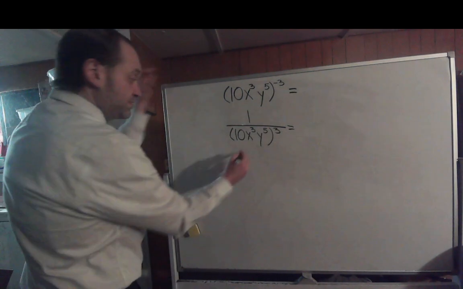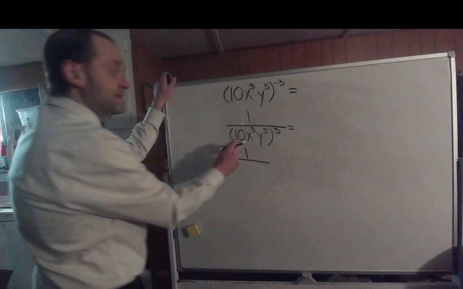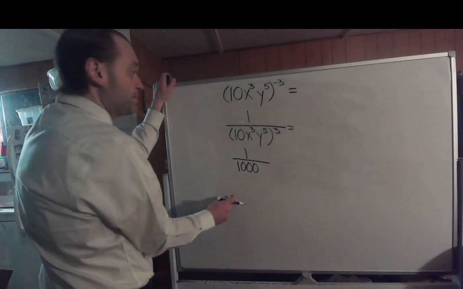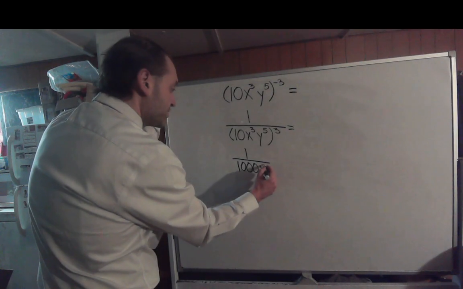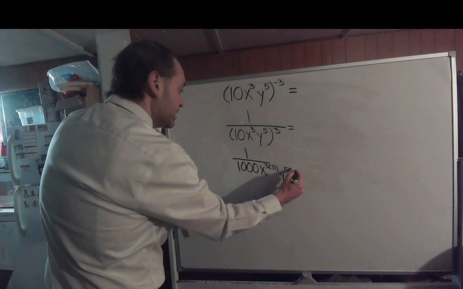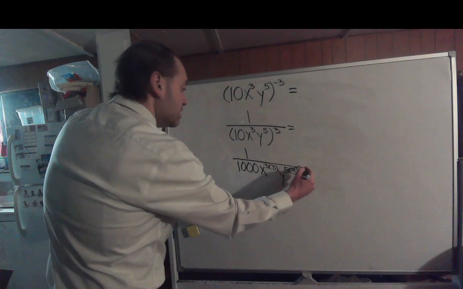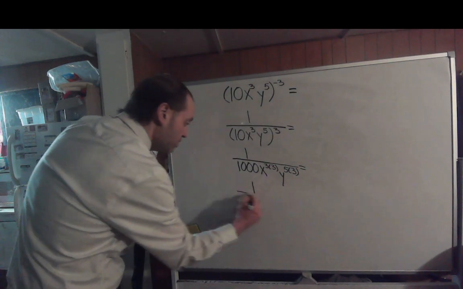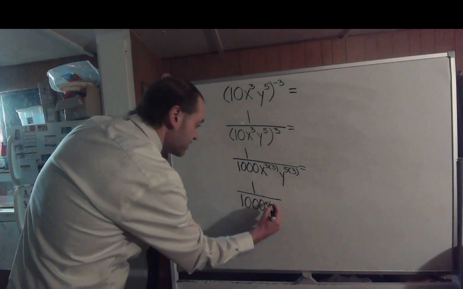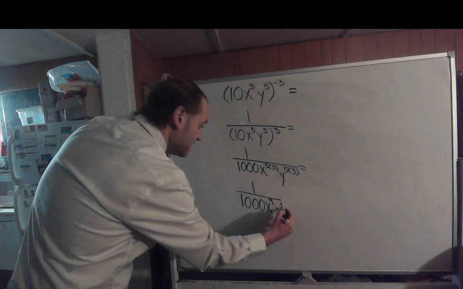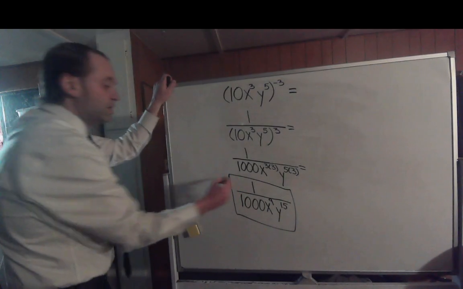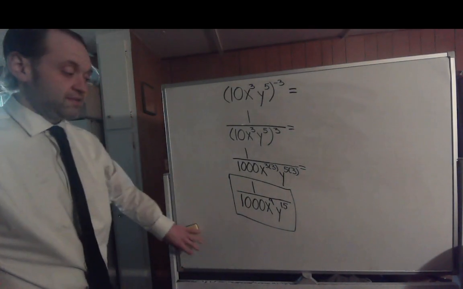So now let's figure this out. 1 divided by, what's 10 to the third power? That's 1,000. 10 to the third is 1,000. Then that would be x to the 3 times 3, y to the 5 times 3, which would simplify into 1 over 1,000 x to the 9th y to the 15th. So we should end up getting 1 over 1,000 x to the 9th y to the 15th.